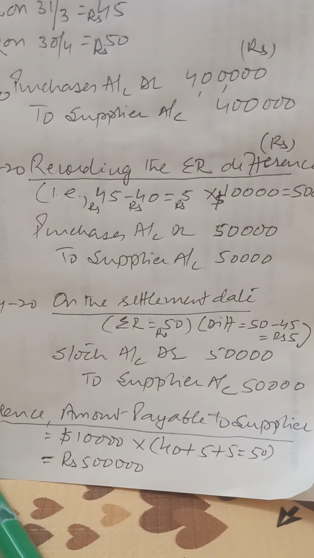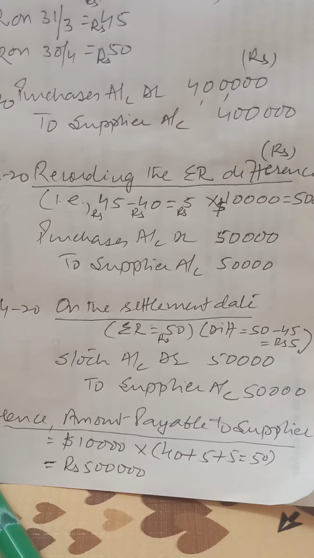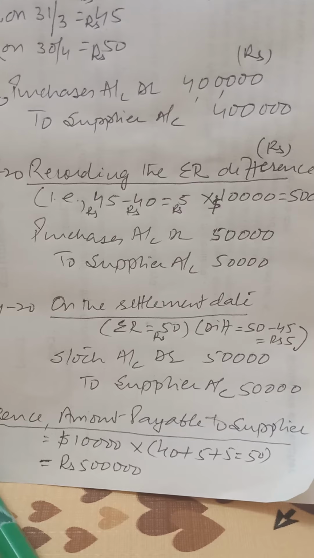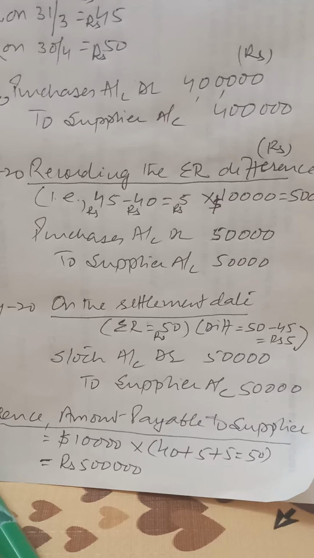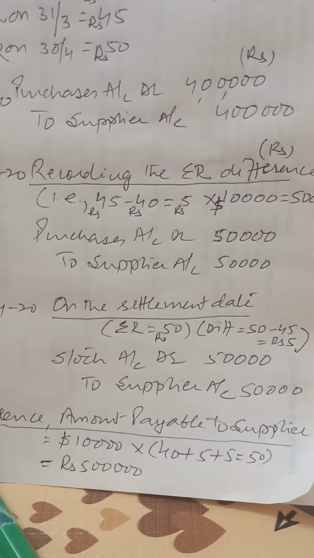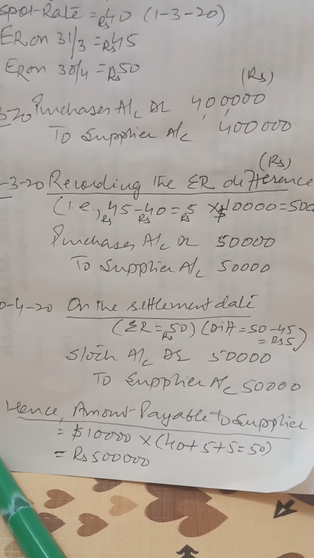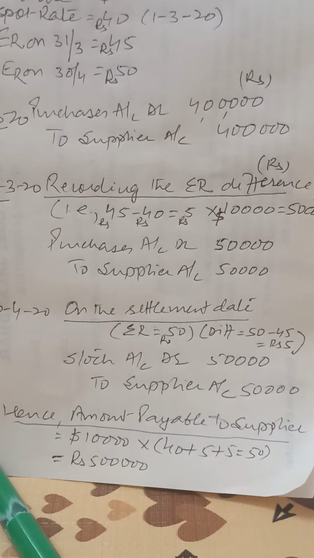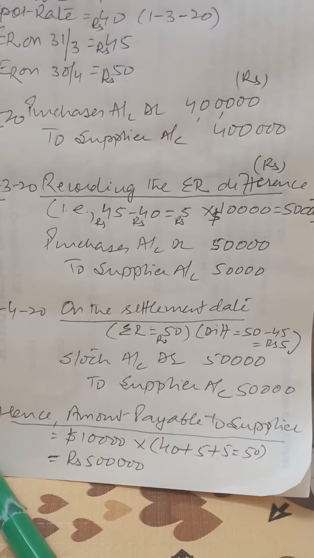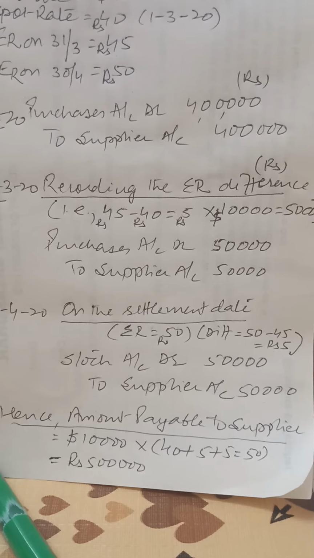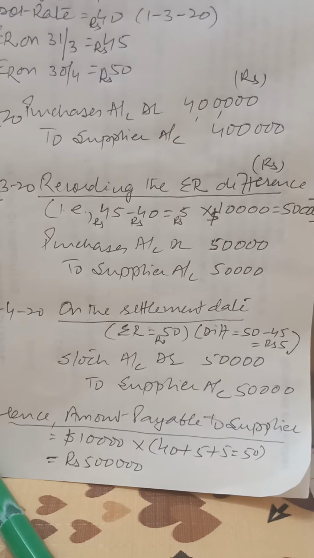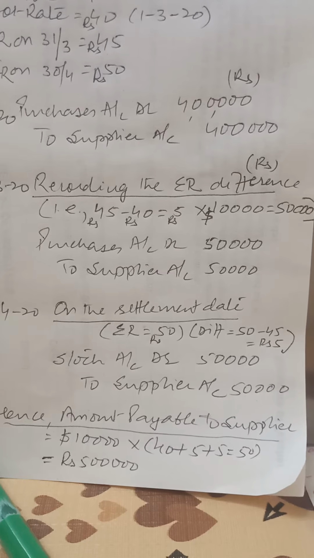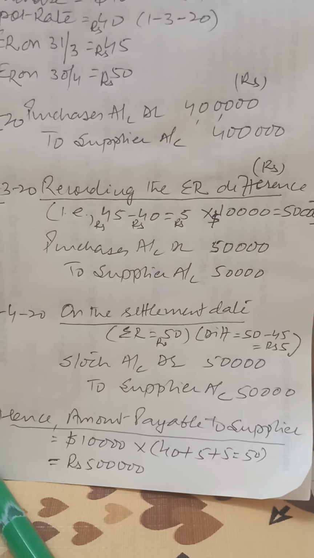Now we can't open or continue the purchase account, because nominal accounts are for the year only. Now the financial years have changed. The purchases done earlier have become the stock, so it is adjusted in the stock. The entry will become stock A/c debit to supplier 50,000. Hence the amount payable to the supplier is $10,000 into 40, the original amount, plus the difference on 31st March and the difference on the date of settlement, that is 30th April, that is 50 rupees. So it is 5 lakh rupees.